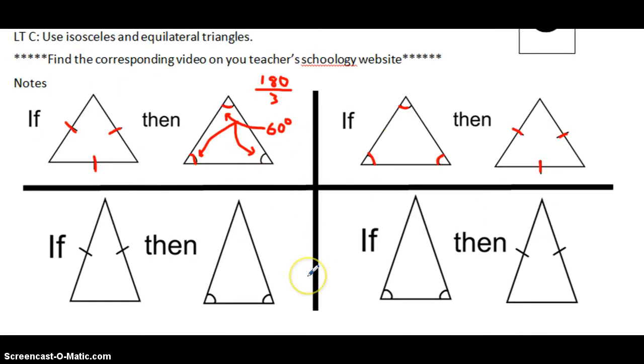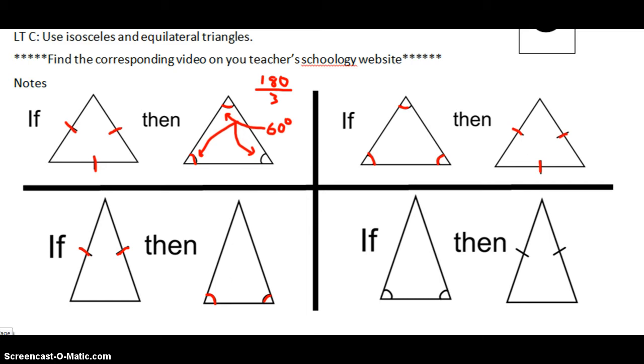We can also apply that theorem or that idea to isosceles triangles. If you've got two congruent sides, then it must follow that you've got two congruent angles. And then vice versa, of course, for the angles. If you've got the angles first, you automatically know that the sides are also congruent. So let's take a look at a couple of the examples.